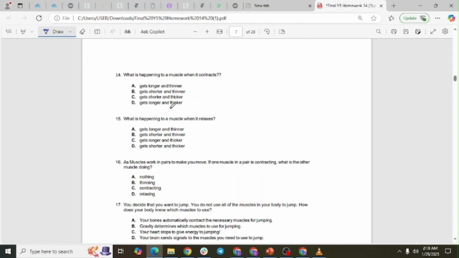Answer: C. Gets shorter and thicker. Explanation: during contraction, the muscle shortens and becomes thicker in order to pull on bones and produce movement.